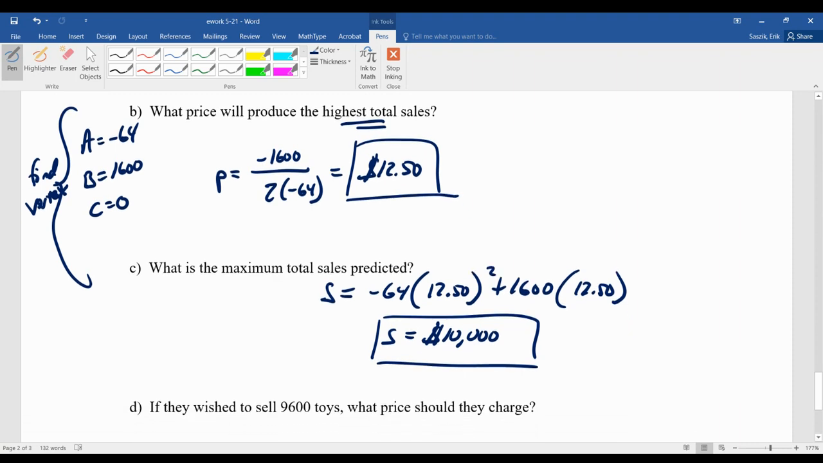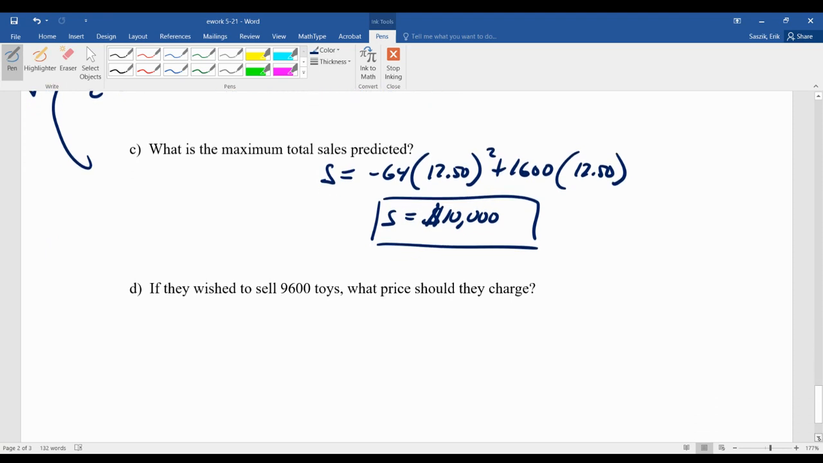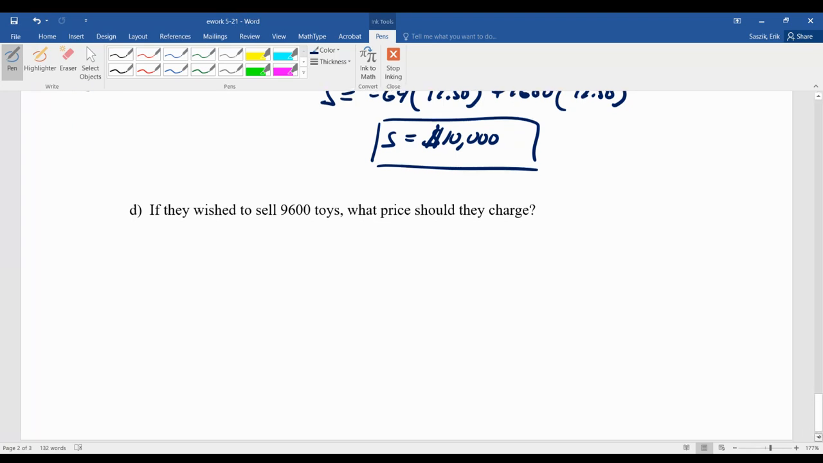You want to maximize the revenue coming in. So if you charge a price of $12.50, you'll actually take in $10,000. Whereas if I charge a price of $6 in question A, I would maybe sell more toys, but the amount of revenue coming in would come down. If the Xbox consoles dropped to $10, they'd sell a lot more Xbox consoles. But it doesn't mean that they're making more money.